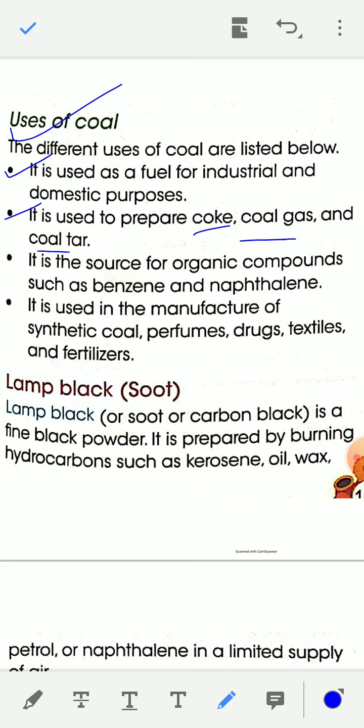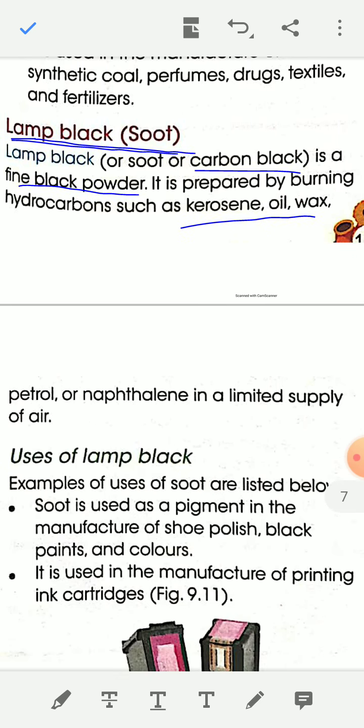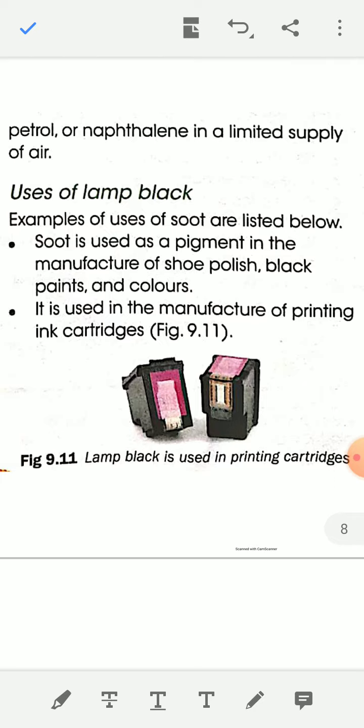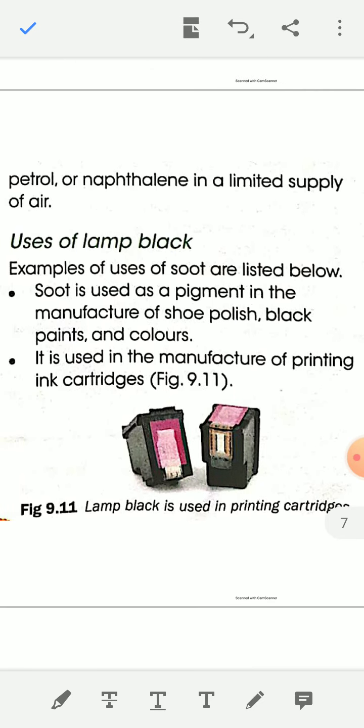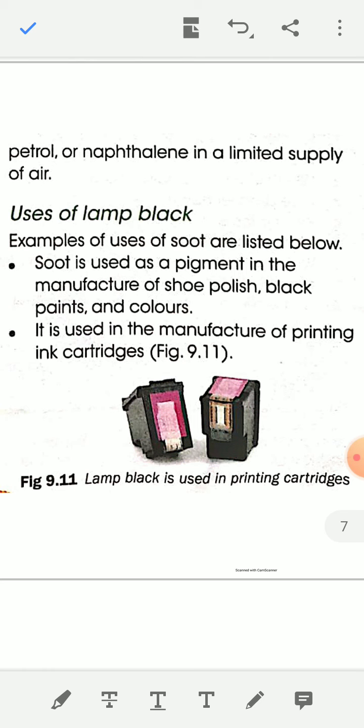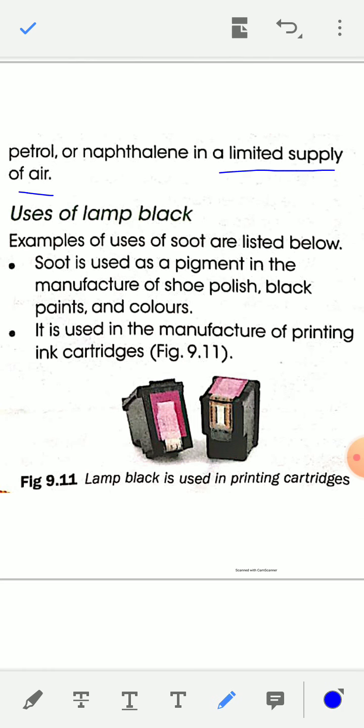The next amorphous form of carbon is lamp black or soot. What is lamp black? Lamp black, or soot, also called carbon black, is a fine black powder. It is prepared by burning hydrocarbons such as kerosene, oil, wax, petrol, naphthalene, etc., in a limited supply of air.